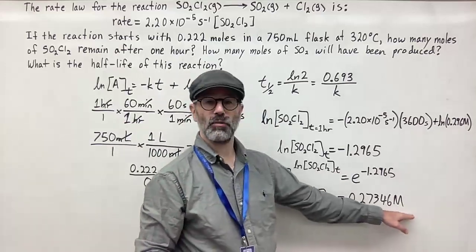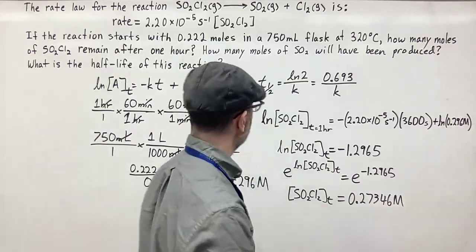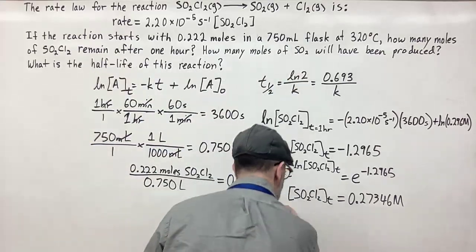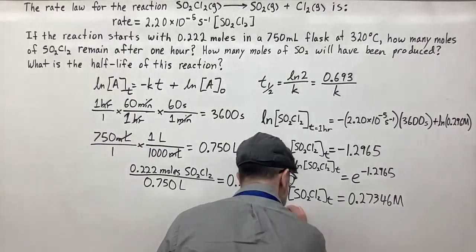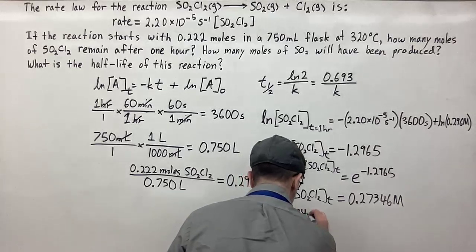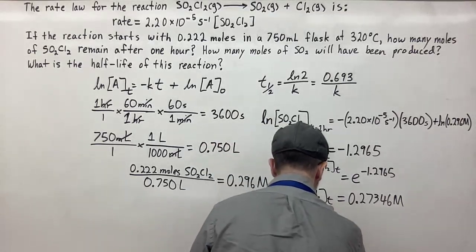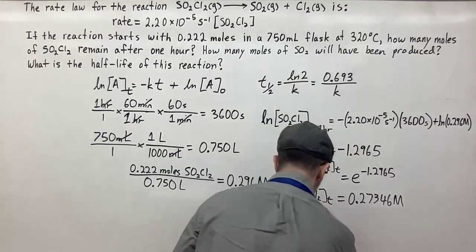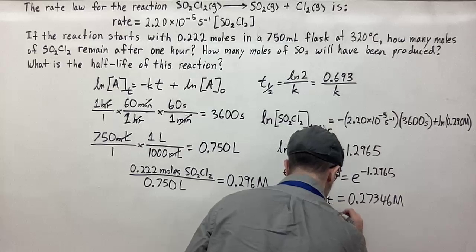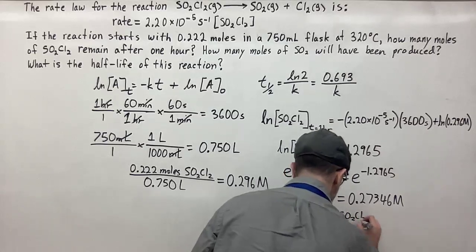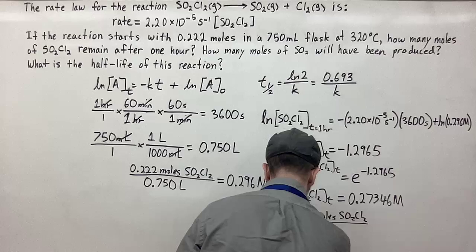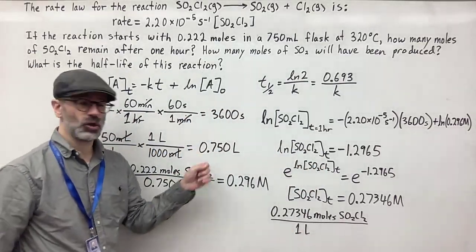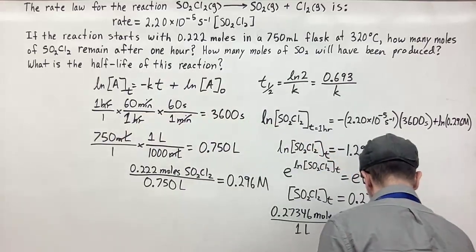We have to convert the molarity to moles. So we have to go back to the volume, right? So then we take our 0.27346 molar. And again, that's moles over liters. So we write moles of SO2Cl2 over 1 liter. Our volume is 0.750 liters, so we're going to multiply to get rid of liters.